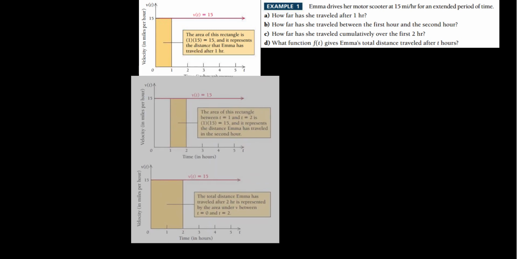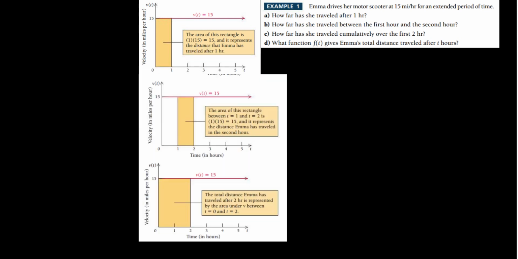All right, so looking at the problem, let's start up here. Emma drives her motor scooter at 15 miles per hour for an extended period of time. Okay, so we don't know how long, we just know that it's an extended period of time. So question A reads, how far has she traveled after 1 hour? Okay, that's not too hard to do. We can do this in our head, but let's look at this in terms of the graph, in terms of the area under a function here.